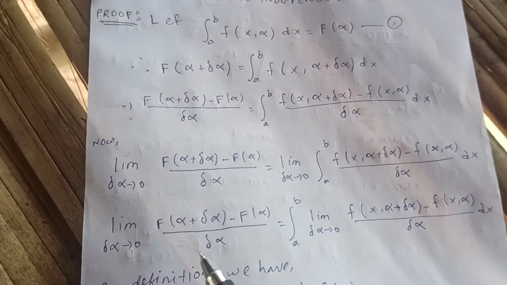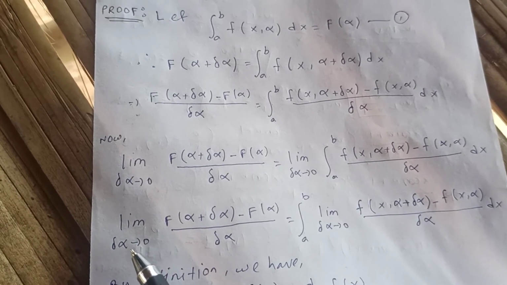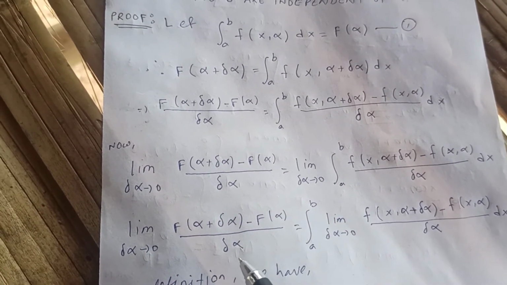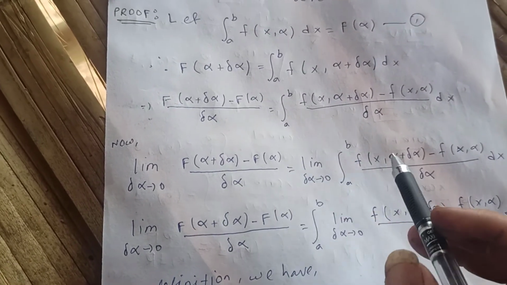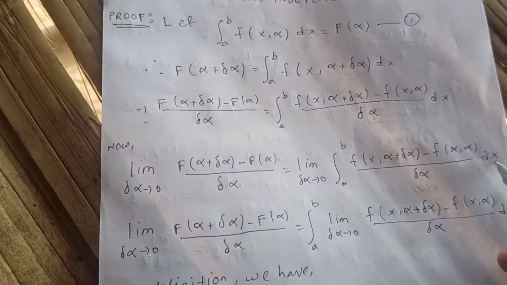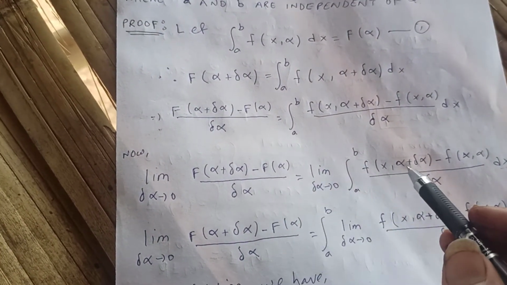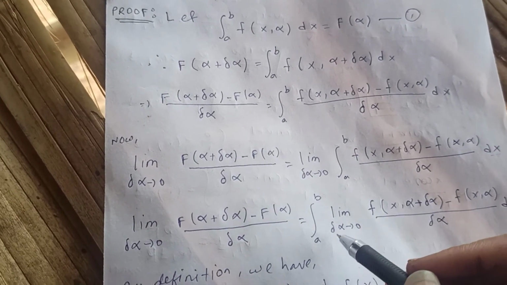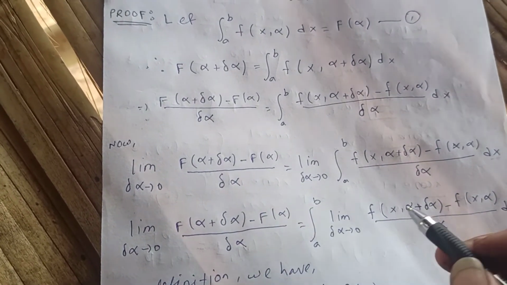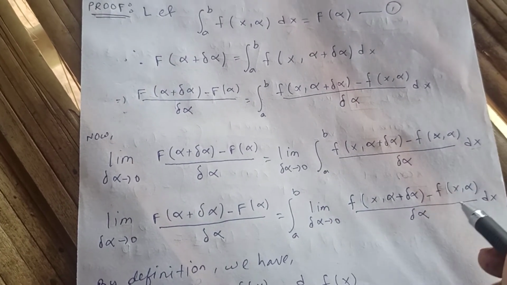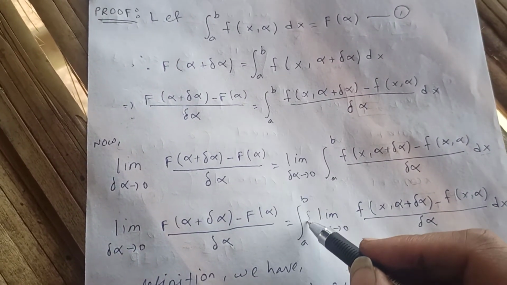So the limit as del alpha tends to 0 of F of alpha plus del alpha minus F of alpha upon del alpha is equal to, taking this limit inside, because this limit does not depend on x so it can go inside or come outside, the integral from a to b of the limit as del alpha tends to 0 of f of x comma alpha plus del alpha minus f of x comma alpha upon del alpha.